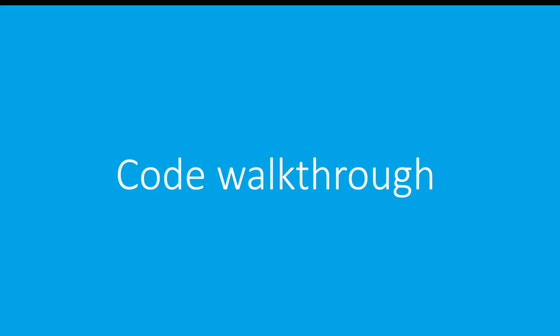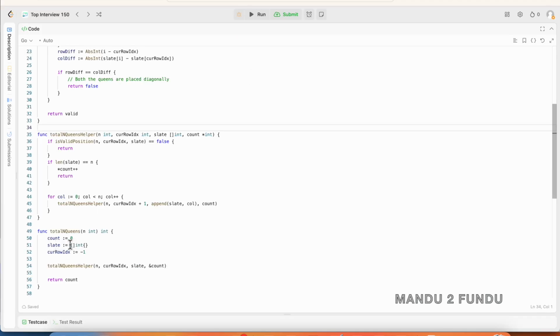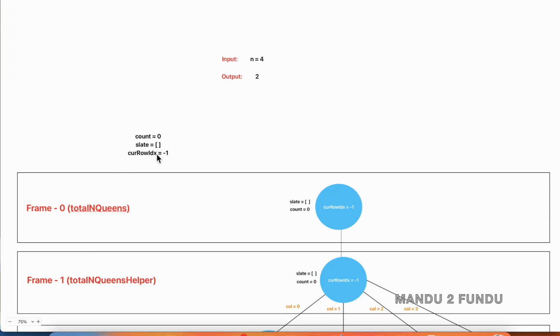Next I am going to do the code walkthrough with sample input. Input given is n equal to 4. So there are 4 queens. We have to place that queen in the 4x4 chessboard. There are 2 distinct solutions, so that's why the output is 2. First we initialize the count with value 0 and the slate with empty slice and the current row index with -1. Current row indicates the index of the most recently placed queen. So -1 indicates we haven't placed any queen yet.